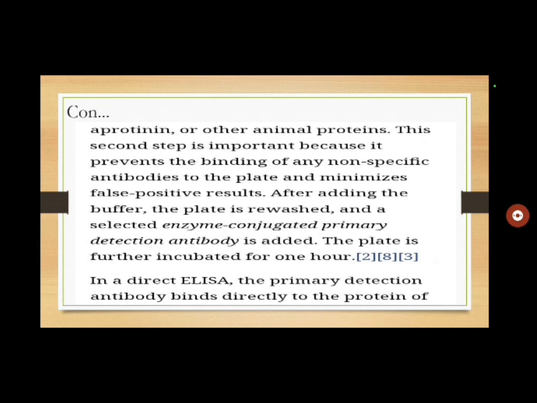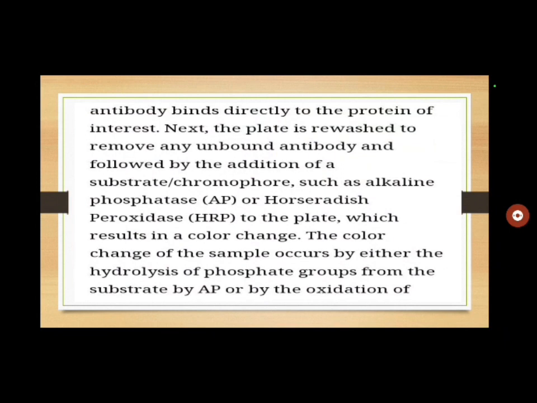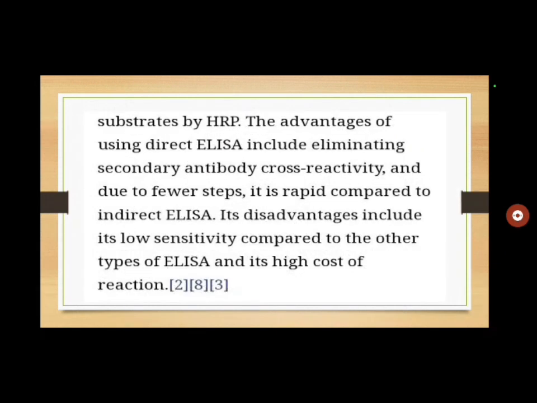The plate is further incubated for 1 hour. In a direct ELISA, the primary detection antibody binds directly to the protein of interest. Next, the plate is re-washed to remove any unbound antibody and followed by the addition of substrate chromophore to the plate, which results in a color change. The color change occurs by either the hydrolysis of phosphate groups from the substrate by AP or by the oxidation of substrate by HRP.